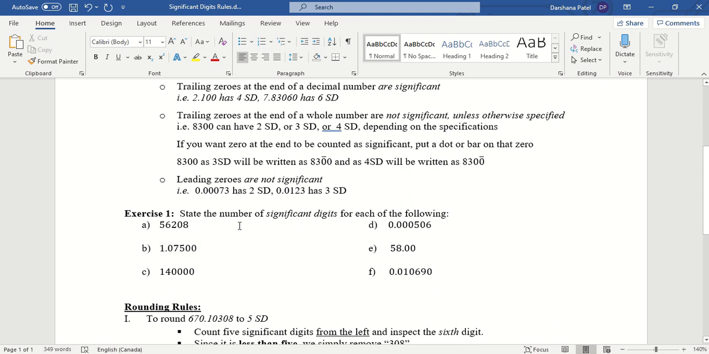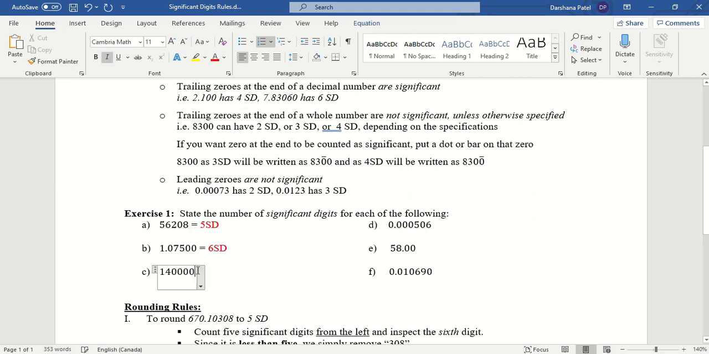Now let's try to state the number of significant digits for each of the following. 56,208 will have 5 significant digits. Why 5? Because 1, 2, 3, 4, 5. The 0 will also count. The next one has a decimal and there is a leading number which is significant, so all numbers after that will also count. So we'll have 1, 2, 3, 4, 5, 6. We will have 6 significant digits.